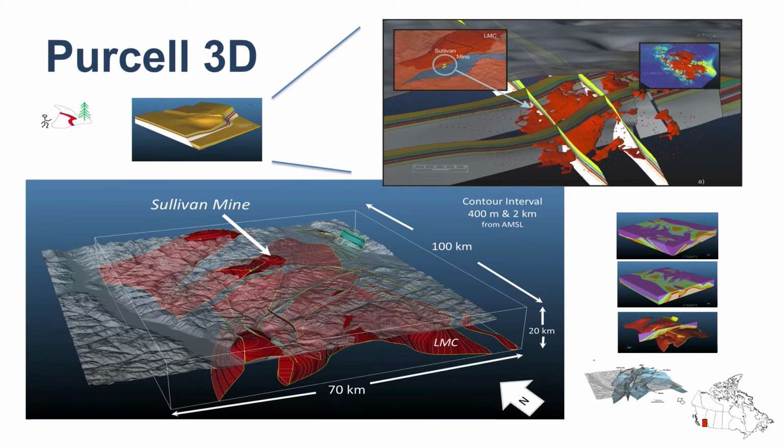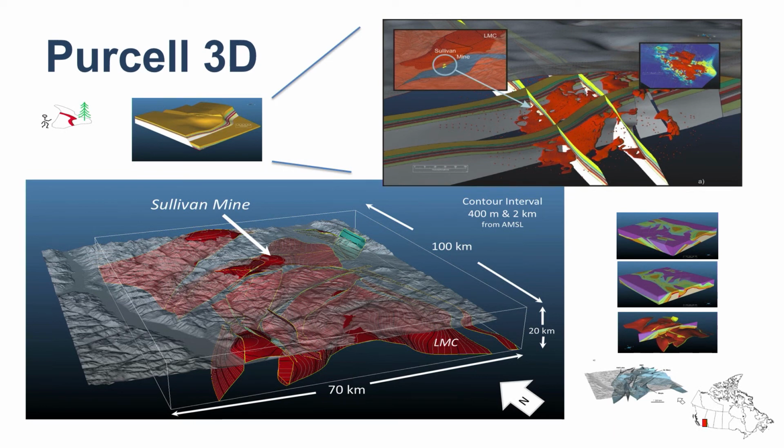Here we see an example of that, from a project that I've been involved in over the last few years. This is the giant Sullivan mine in Western Canada, in the Purcell Anticlinorium. For this deposit, we've pulled together thousands of drill holes, probably 30,000 holes, to construct this model. And we have a workflow for doing this, which is pretty well under our belts right now. We know how to do that.